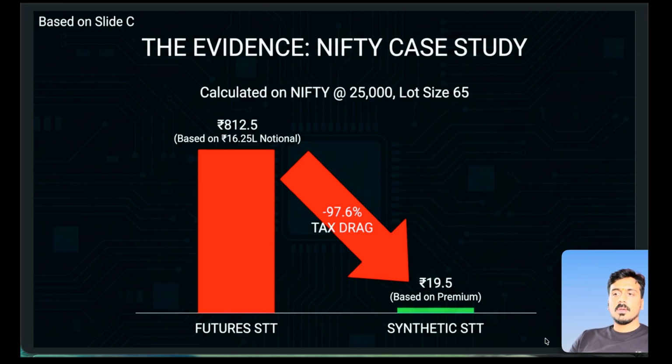I've taken a live example also. So based on the current notional of Nifty futures, if you just buy and just sell, the STT will come to around 812 rupees. But let's say on expiry day, if you do the same thing on ATM options, it is just 20 rupees. Just see the difference. It's almost a 97% tax drag reduction.